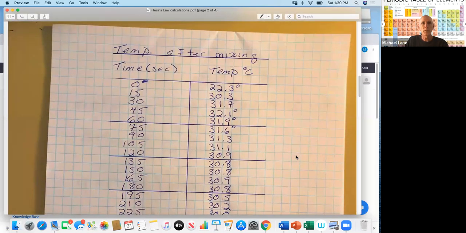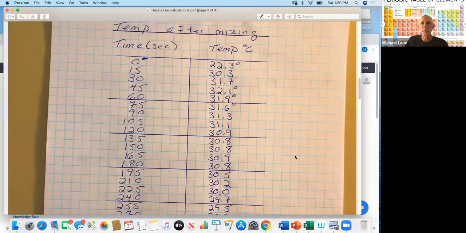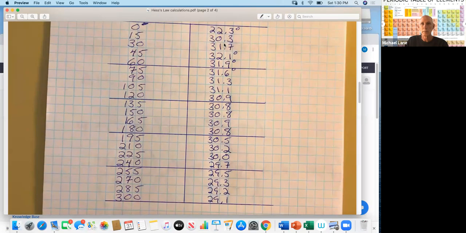Curious that it didn't turn this into a PDF, but here's the picture then of the data that I obtained. You saw me writing it all down. 22.3 at the very, very beginning, and then going up over the first minute or so, and then dropping back down. And as I said during the video, this is exactly what we expect.